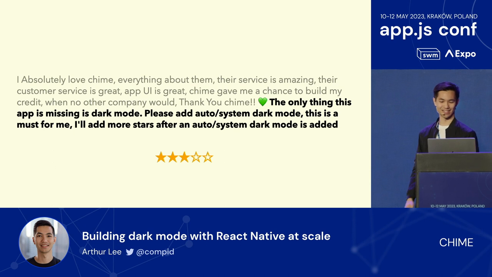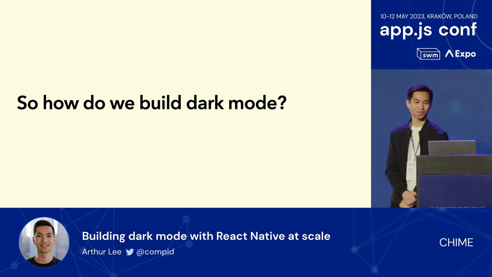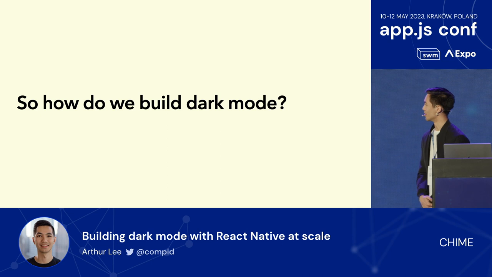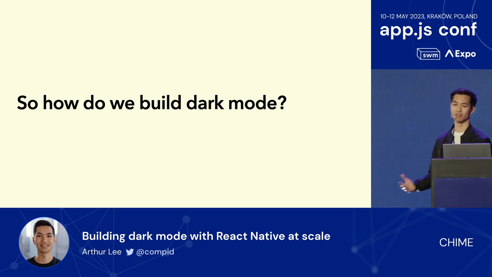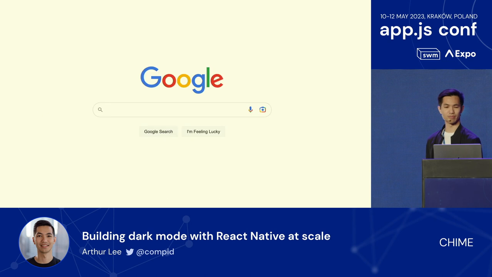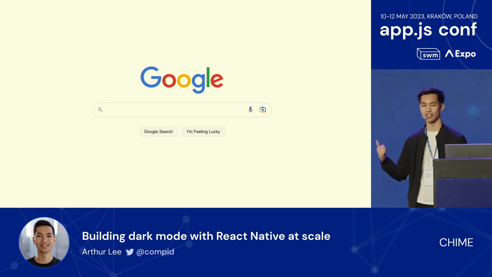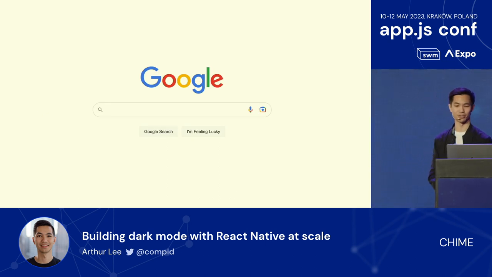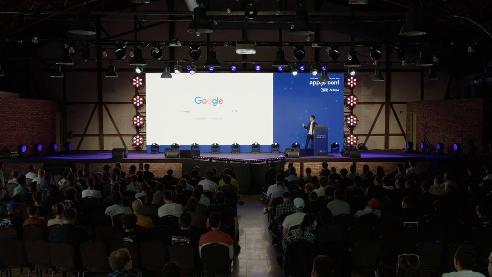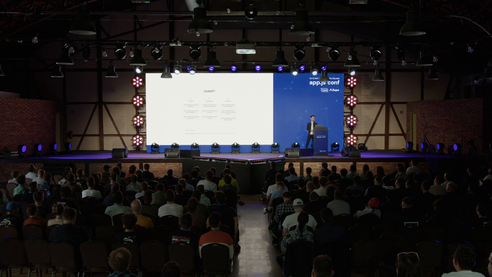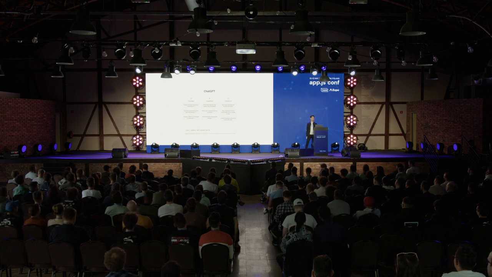So, yeah. How do we build dark mode? Because we really want to get those stars back. We know how important each and every review is and each customer experience is from the talks yesterday, too. So, like any other experienced engineer, I headed to Google, but then I remembered it's 2023, so ChatGPT. So we're going to ask, okay, how do I implement dark mode with React Native?